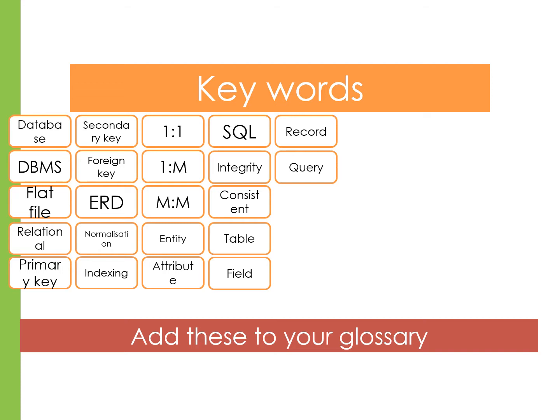Here are our key words. Question number 1. What are the 3 different entity relationships? Pause the video and write them down. You should have spotted one-to-one, one-to-many and many-to-many. Question number 2. What language is used to query a database? Hopefully you should have noticed SQL.